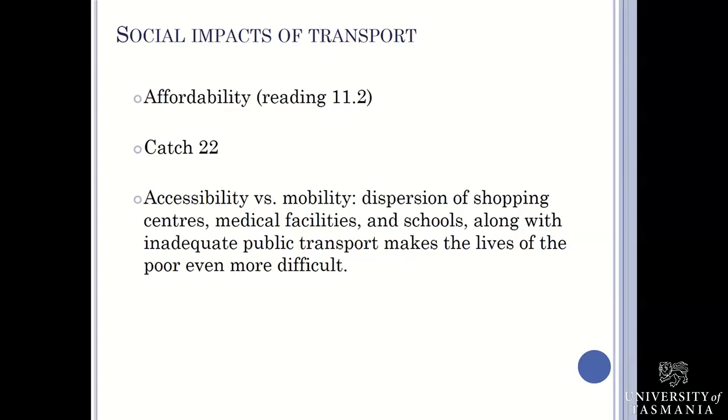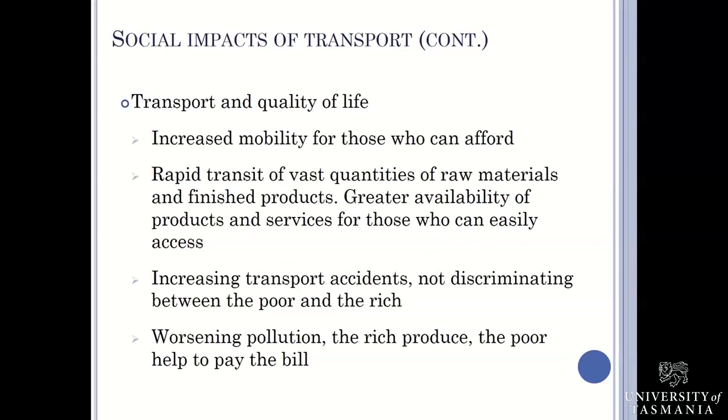There has been a trend of dispersion of shopping centers, medical facilities, and schools, along with inadequate public transport. Yes, we need to provide public transport so that people don't travel in their own cars. But on the other side, especially in Australia, we have a fairly large area and the density of population is very low. This creates lots of problems, as compared to a dense population, where you can actually provide public transport, and the benefit of providing it is much greater.